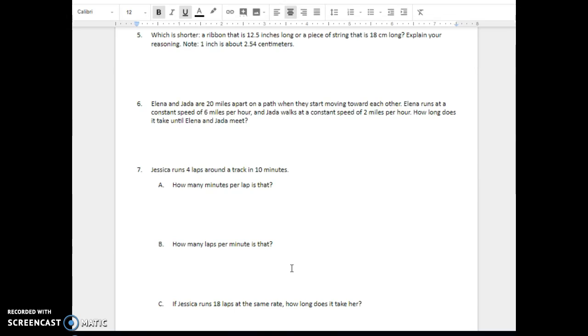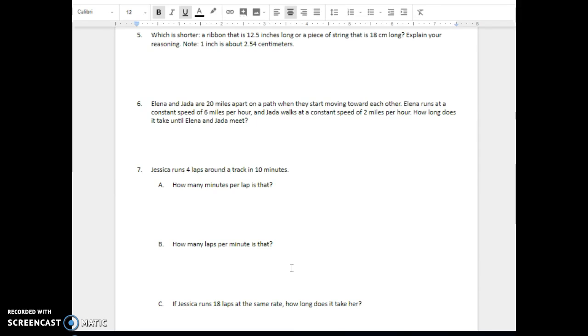Question 6. Elena and Jada are 20 miles apart on a path when they start moving towards each other. Elena runs at a constant speed of 6 miles per hour, and Jada walks at a constant speed of 2 miles per hour. How long does it take until Elena and Jada meet?